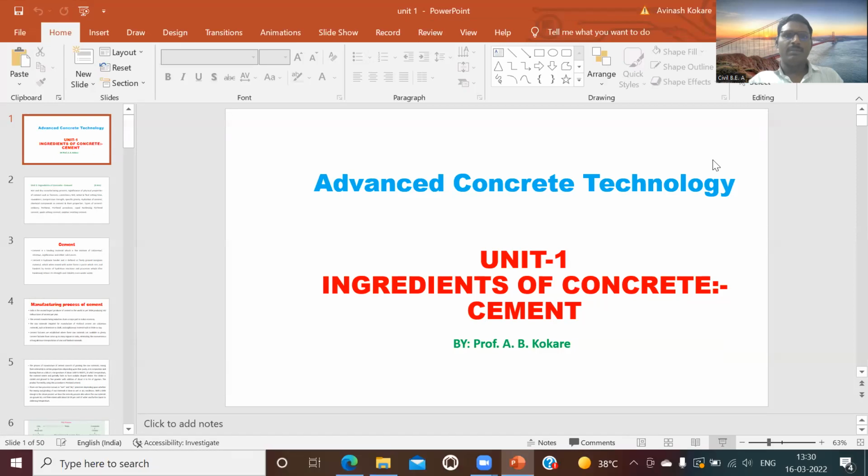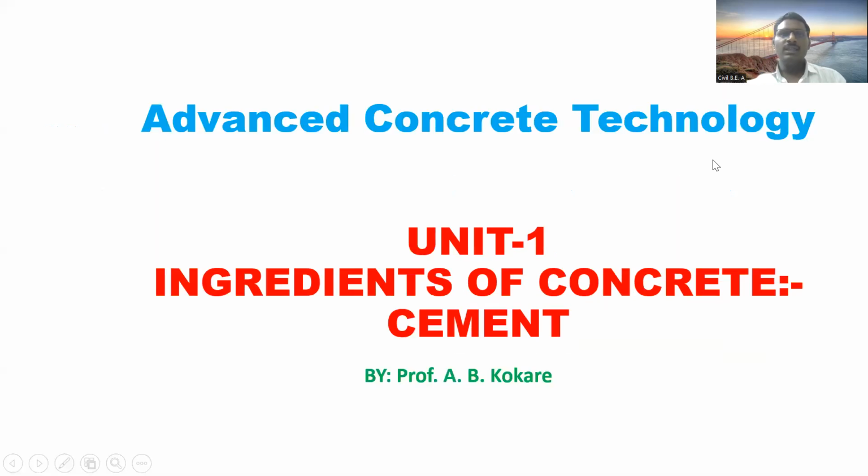So this is our unit number 1. The name of the subject is Advanced Concrete Technology. Unit number 1 is the ingredients of concrete. The ingredients part is actually a brush up. Unit number 1 is a brush up of your concrete technology. All this part you have learned in concrete technology. But to learn advanced technology, we will see some of the brush up part in unit number 1, and then from unit number 2 onwards we will see the advanced part of concrete technology.